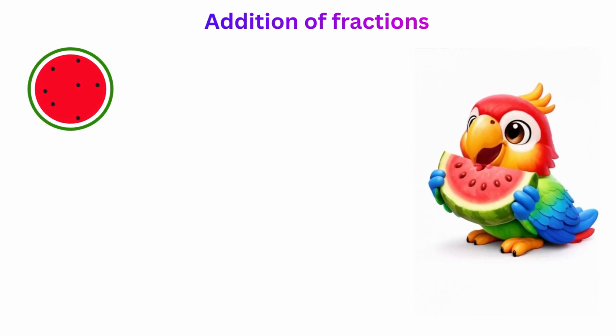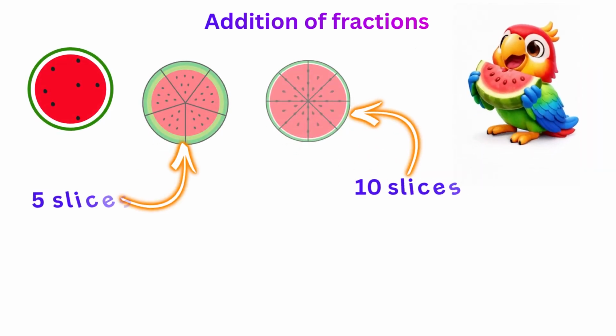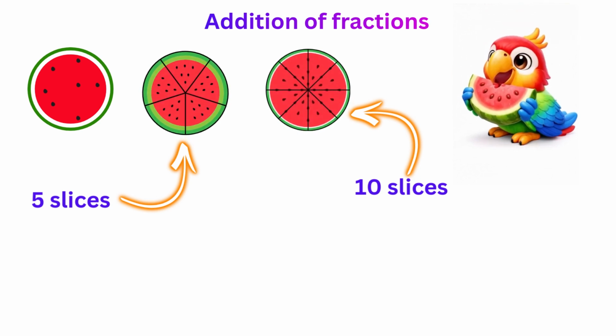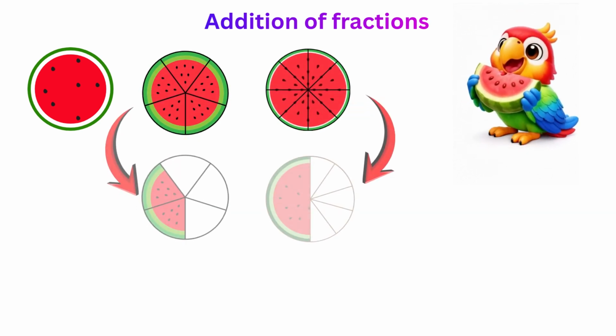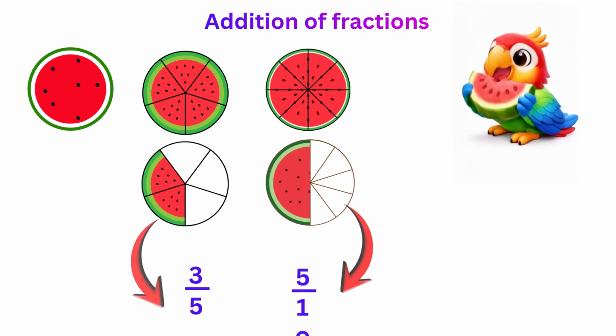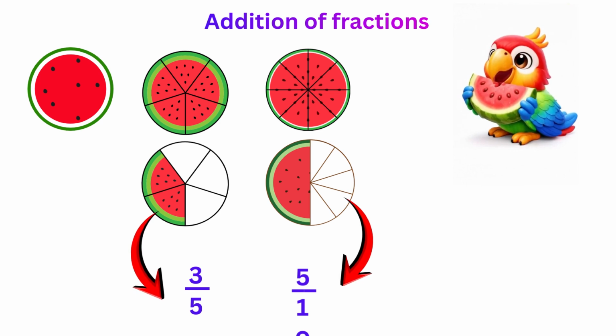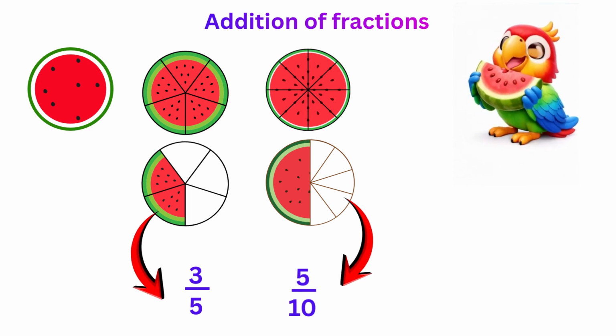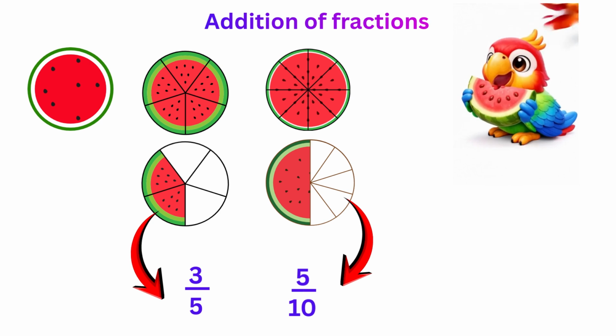Our parrot loves watermelon. He found 2 watermelons. One is cut into 5 equal slices and the other into 10 slices. He ate 3 slices from the 5-slice melon and 5 slices from the 10-slice melon. Now he wants to know, how much watermelon did he eat in total?